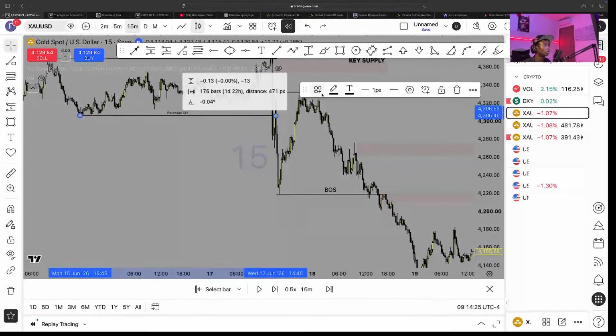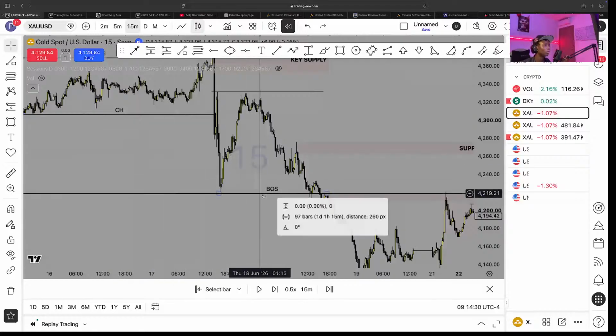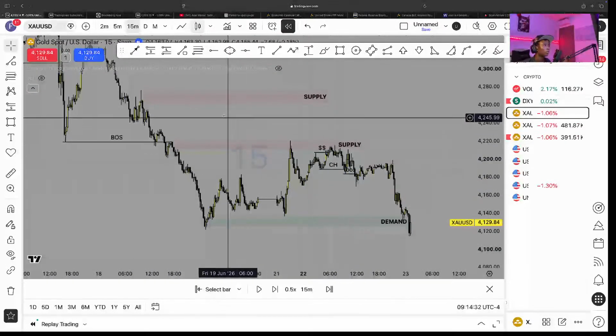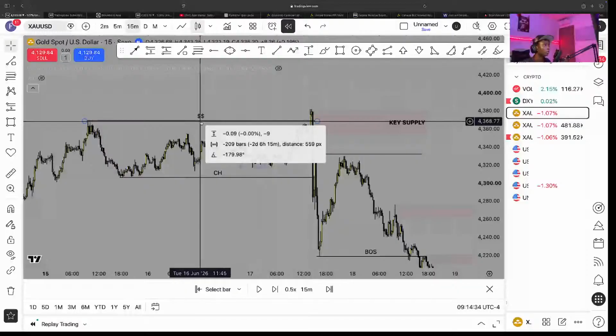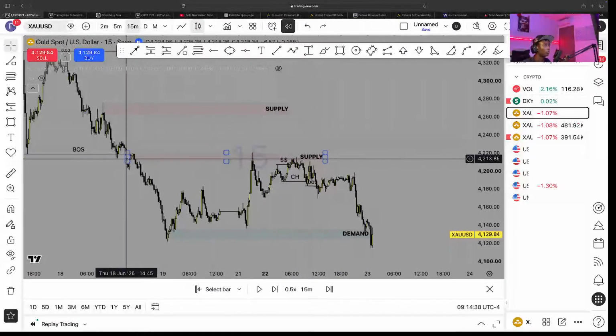So now I can change this place to CH. So this is the CH. This is the break of structure, and you guys can see this is the dollar sign. That's the liquidity. So same thing happening here. We got tapped into the supply.